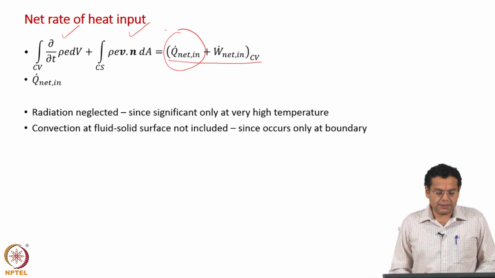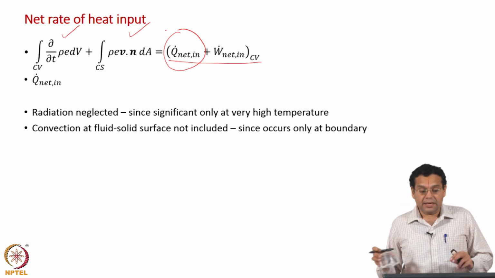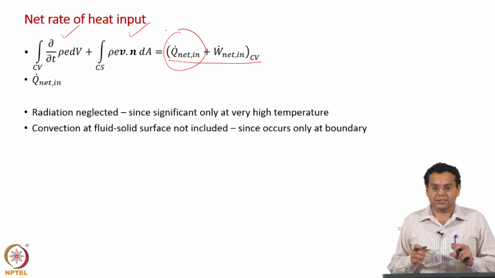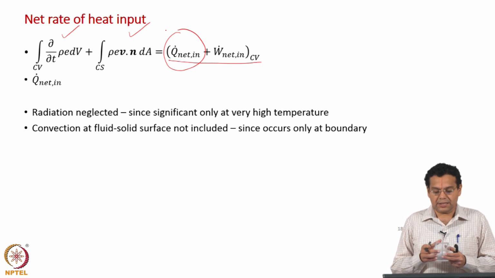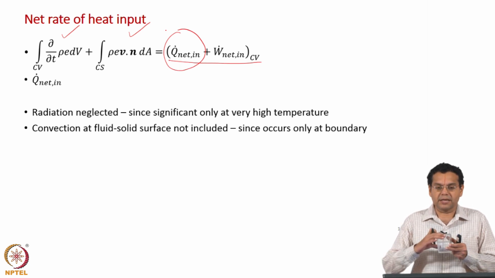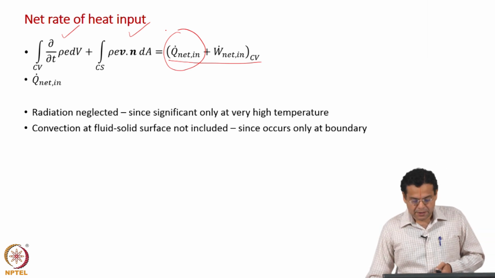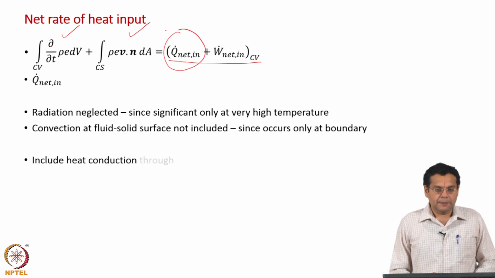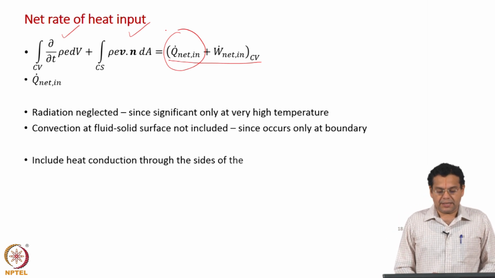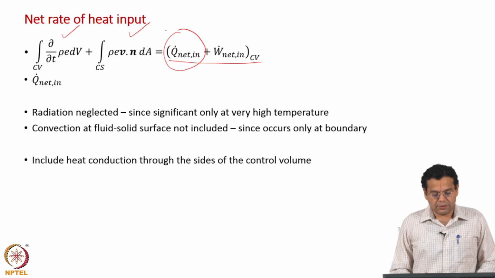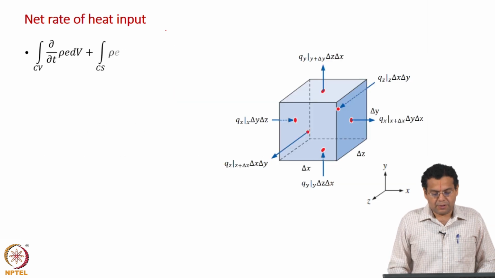Convection, which represents heat transfer at a fluid-solid surface, is not included in the differential energy balance equation. In the conservation equation, it is not included because that occurs only at a solid-fluid interface, and our control volume is somewhere inside. So, what is left out is heat transfer by conduction, and let us include the heat transfer by conduction through all the 6 phases of the control volume.